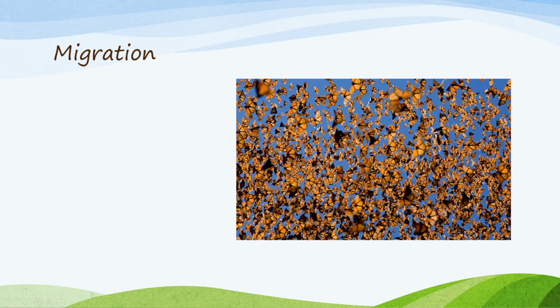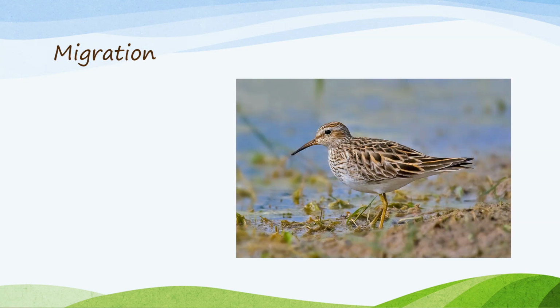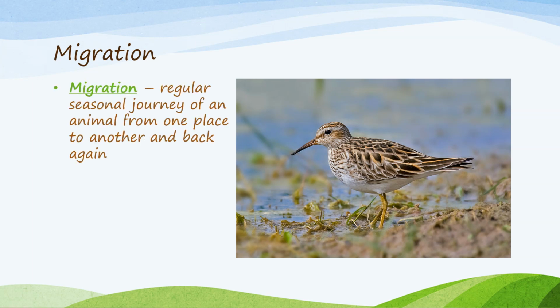Absolutely. For example, the monarch butterfly flies almost 5,000 miles to Mexico in the fall when it gets cold, and then returns back to the north in the summer when it gets warm again. Another example is the sandpiper. The sandpiper spends its summers in the Arctic, but in the fall, when it starts to get too cold, they fly to South America. These are just two examples of animals that migrate. Migration is the regular seasonal journey of an animal from one place to another and back again.